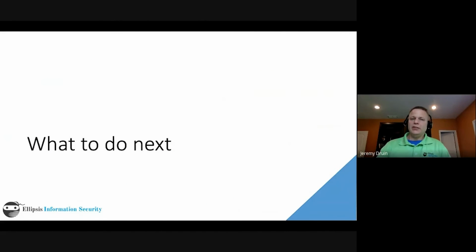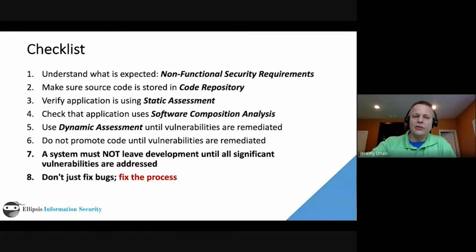So what will we do next? Well, this is sort of a checklist of everything we talked about. We know we want to have an understanding of what the security requirements are as early as we possibly can. We're also going to keep the code in a code repository, do our different types of assessment that we talked about. And most importantly, we're not going to promote the code to production until those security issues have been addressed.